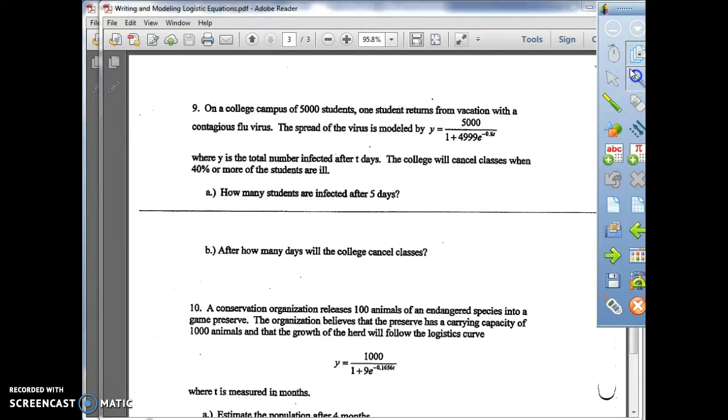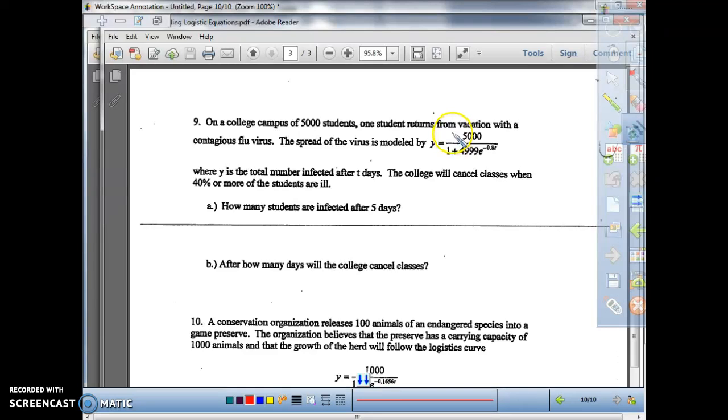Okay, we have a new model, and basically it's called the logistics model. Sometimes it's also called the growth model. We remember the numerator is our limit to growth, and in this case it makes sense for this problem because we have 5,000 students, so no more than 5,000 students could be infected with the virus. The information says one student returns from vacation with a contagious flu virus, and the virus is spread with this model, modeled in time in days. They want to know certain things about this scenario. So how many students are infected after 5 days?